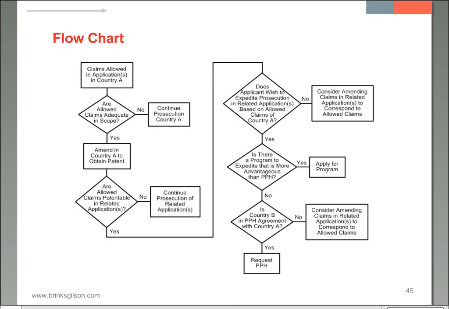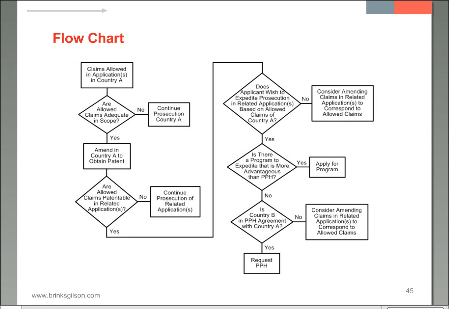Okay, the first thing to ask is whether the claim is adequate in scope. If not, just continue prosecution in that OEE application and do not implement PPH in the other countries. If there is an adequate claim, then things get interesting. First, amend the claims to get a patent with the OEE application. Second, ask whether the allowed claims would be patentable in other related applications, taking into account the prior art and the invention involved.